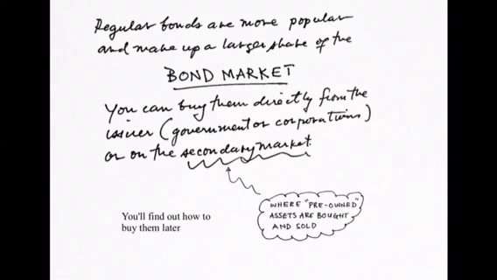Regular bonds are more popular and make up a much larger share of the bond market than do zeros. You can buy these bonds directly from the issuer or on the secondary market. A secondary market is a market where used or pre-owned assets are bought and sold.